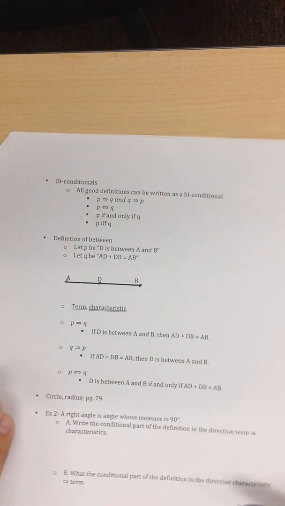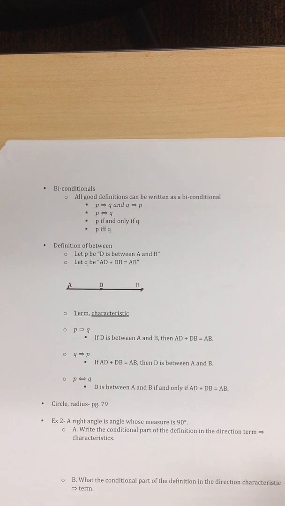Alright, next thing here is biconditionals. So conditional was when we had the if-then statements. Biconditional, where bi means two, is basically two conditionals put together where we can flip them around and both halves are true. Okay, so we can go in both directions and both are true. So all good definitions can be written as biconditionals, or in the two halves like that.